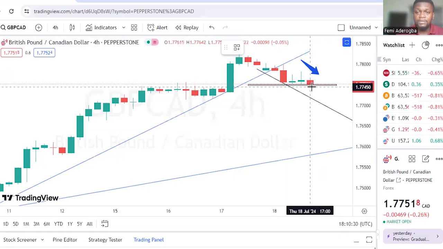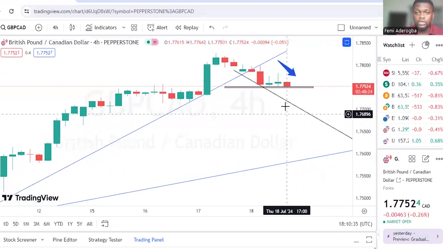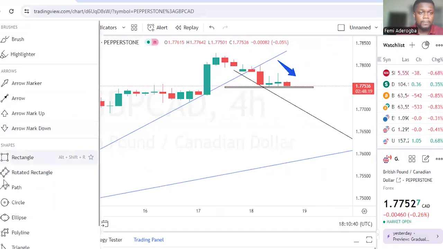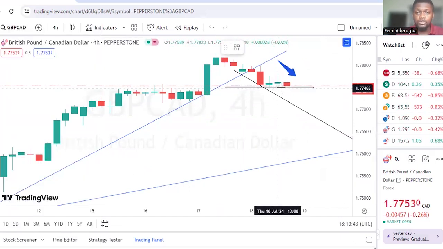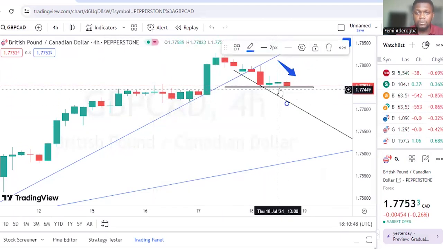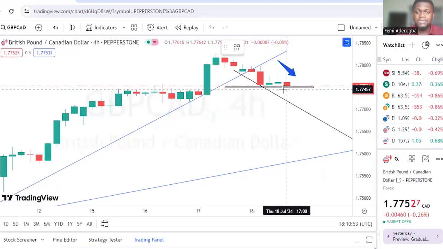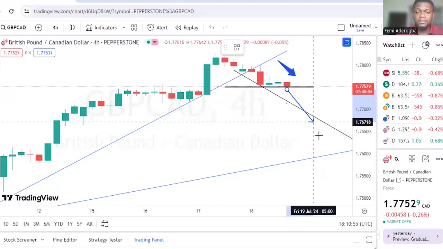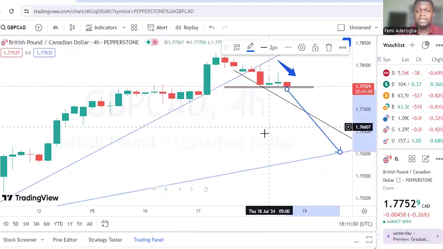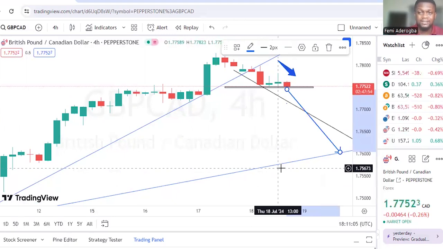It's possible that if the market can trade below this after the indecision, you are likely going to have... let me pick that tool again. Okay, let me use the path tool. So it means that the market can move to this area. The market can move to this area for your trade. That is what it means exactly.